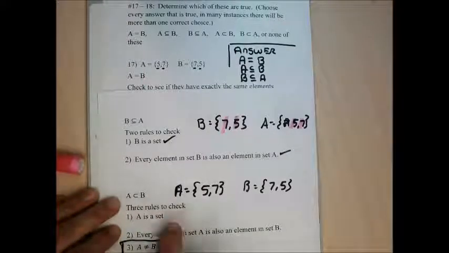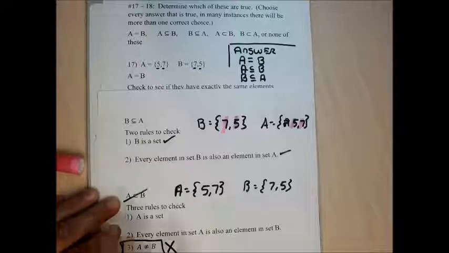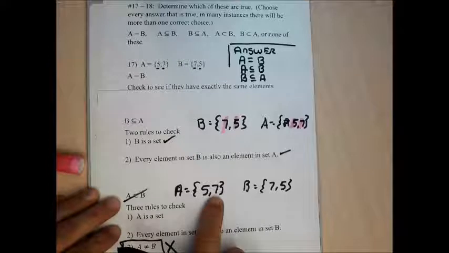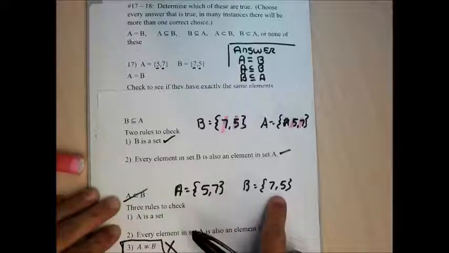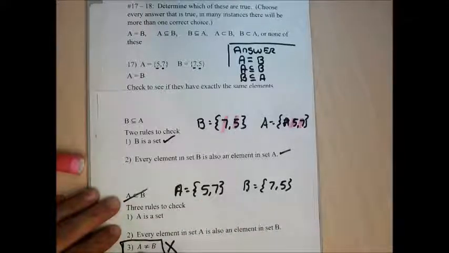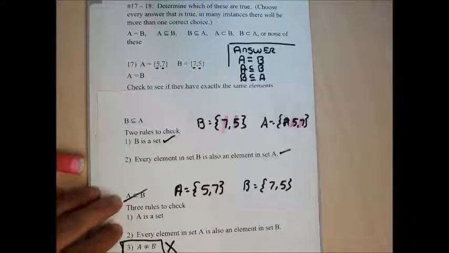So I'm not going to include this symbol in my answer, because for this symbol there's 3 rules, or 3 criteria, that need to be satisfied. A has to be a set. It's a set because of the set braces. Every element of A is an element of B. A has the elements 5 and 7. They're also in B. The third rule breaks down because A can't be equal to B. I won't include that symbol in my answer.